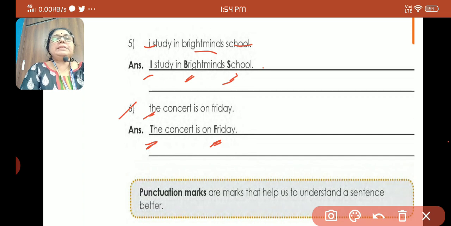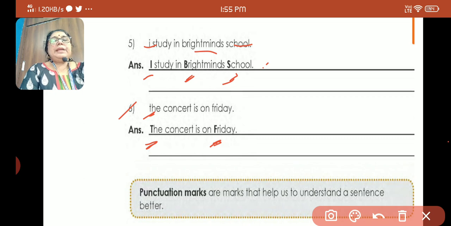Here, fifth one, let's see. I study in Bright Mind School. I is capital. B, Bright Minds, B is capital, and school, S is capital. Then we end it with a full stop. Got it? The concert is on Friday. The is capital. Concert is on Friday. Friday, F is capital because it's the name of a day.